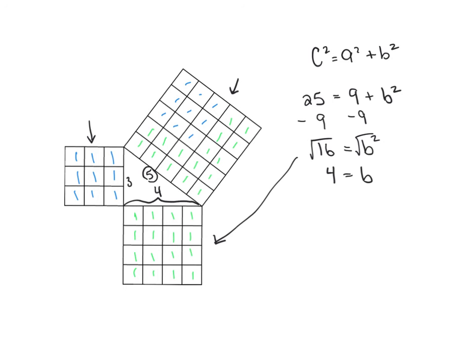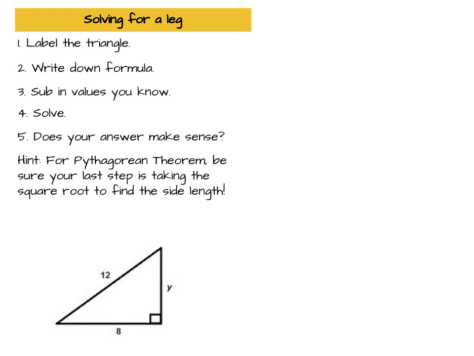Let's look at another example. This example is saying we have a hypotenuse of 12 and a leg of 8. So we're going to do the same thing we did before. We're first going to label our triangle. So we know the right angle is here. Straight across from that is going to give us our C. And let's make this one A, and let's make the 8 B. Okay, so we've labeled our triangle.